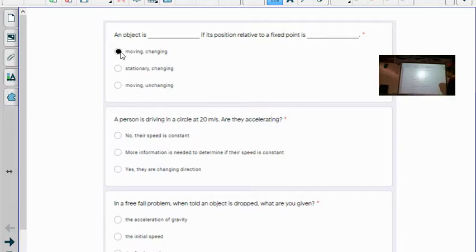A person is driving in a circle at 20 meters per second. Are they accelerating? If they're going in a circle, then they are accelerating because they're changing their direction. So yes, they are accelerating.